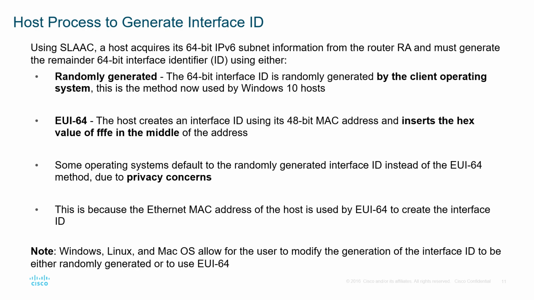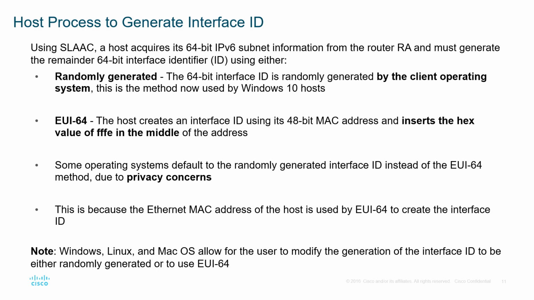While using SLAAC, a host acquires its 64-bit IPv6 subnet information from the router's advertisement and must generate the remaining 64-bit interface identifier, either using, again, the randomly generated or the EUI64 that we've spoken about before. With the randomly generated method, the 64-bit interface ID is randomly generated by the client's operating system. This is the method now used by Windows.